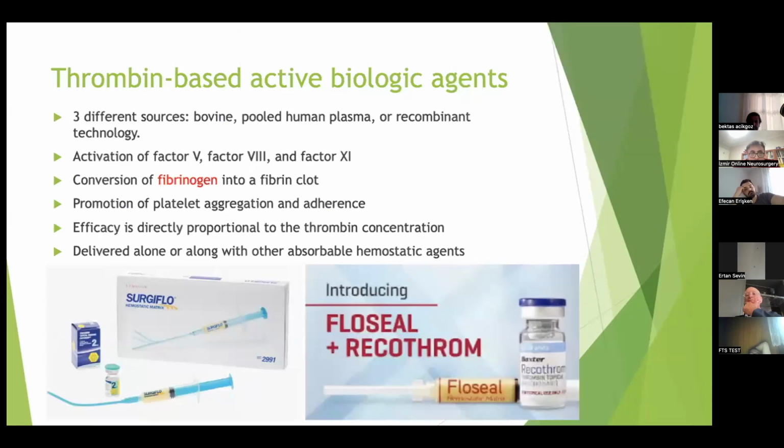Next will be thrombin-based active biologic agents. There are 3 different sources: bovine, pooled human plasma, and recombinant technology-based thrombin. Basically, they activate factor 5, factor 8, and factor 11. The basic mechanism involves conversion of fibrinogen to fibrin clot. So if a patient has some fibrinogen deficiency, this is not going to be useful. It promotes platelet aggregation and adherence, and efficacy is directly proportional to thrombin concentration. It can be delivered alone or along with other absorbable hemostatic agents, but not with Surgicel, as mentioned earlier.